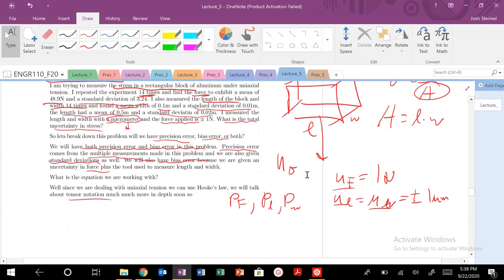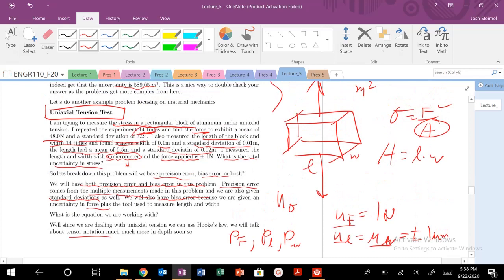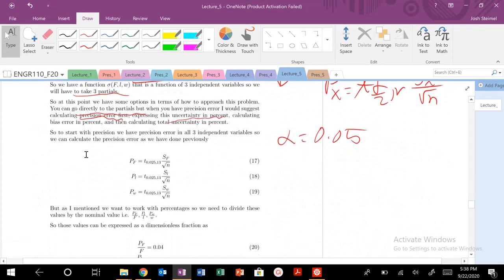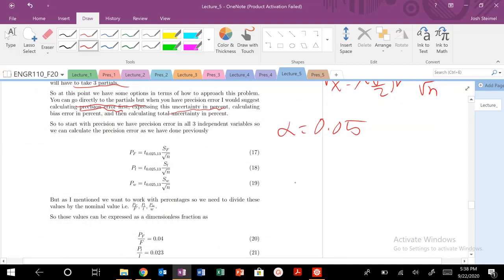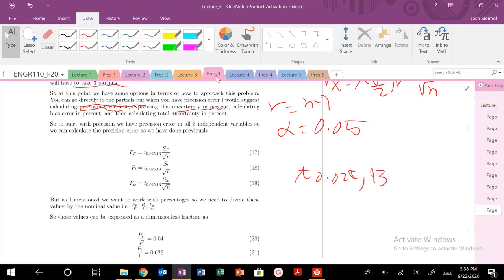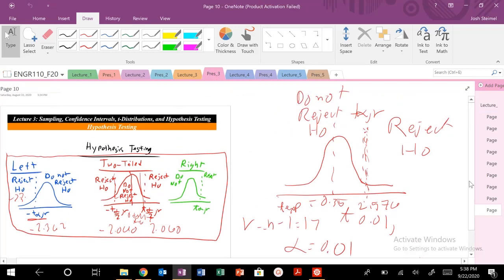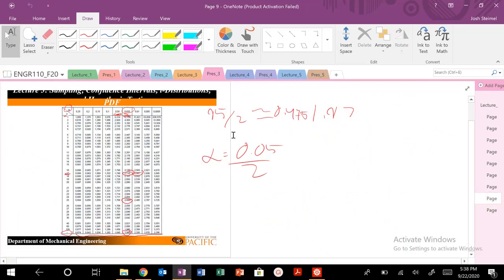We are told in this problem that the number of force, length, and width measurements are all n equals 14. So luckily I can use the same t values. So t of alpha over 2, 0.025, and nu, where nu is equal to n minus 1. So nu of 13. Let's go ahead and look at that value in the lecture 3 presentation. So t 0.025 and then the nu of 13, so 2.16.